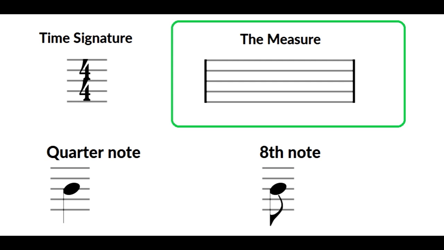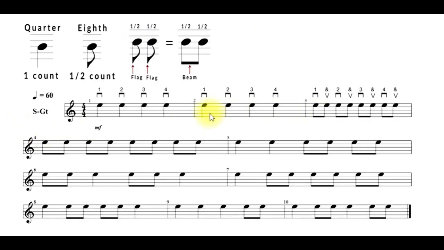The first thing we're going to talk about is the measure. And this is what it looks like in music. It's from this bar line to this bar line here. And I want you to memorize that a measure is a container of counts. It contains counts. In our musical example here, our measure is containing 4 counts. Here's the measure from this bar line here to this bar line here. And this measure contains 4 counts. You can see them right here. 1, 2, 3, 4. And there's a reason for that. There's a reason why it contains 4 counts.